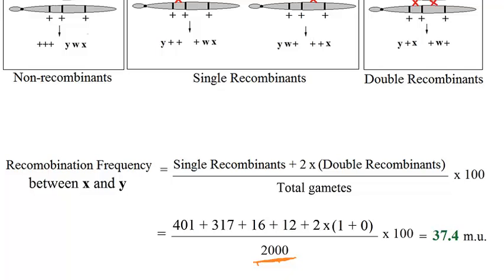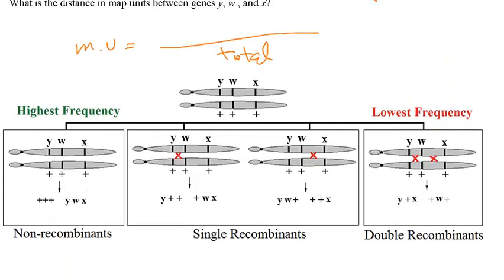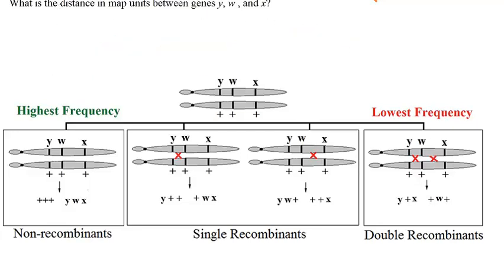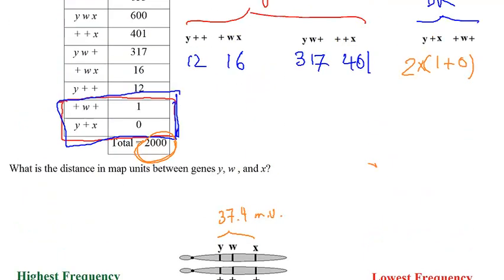And let me show that to you. Between gene X and Y right here, there is 37.4 map units. Now, if you would like to pause the video and as a practice try to find the distance between Y and W and then W and X, just keep in mind, for these situations, you don't need to multiply the gametes with double crossover by 2. You just add them up. Okay, if you need to pause the video, go ahead.